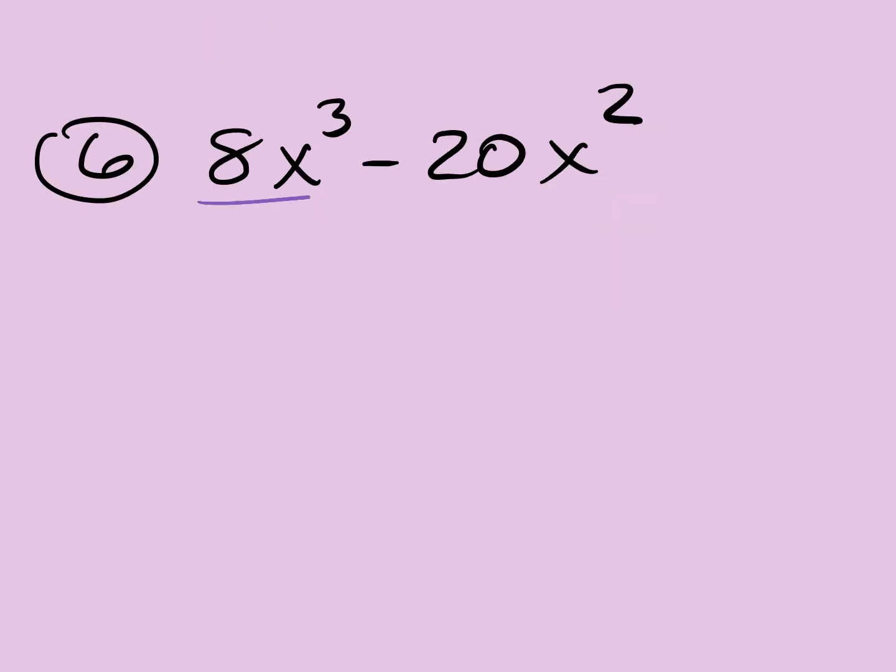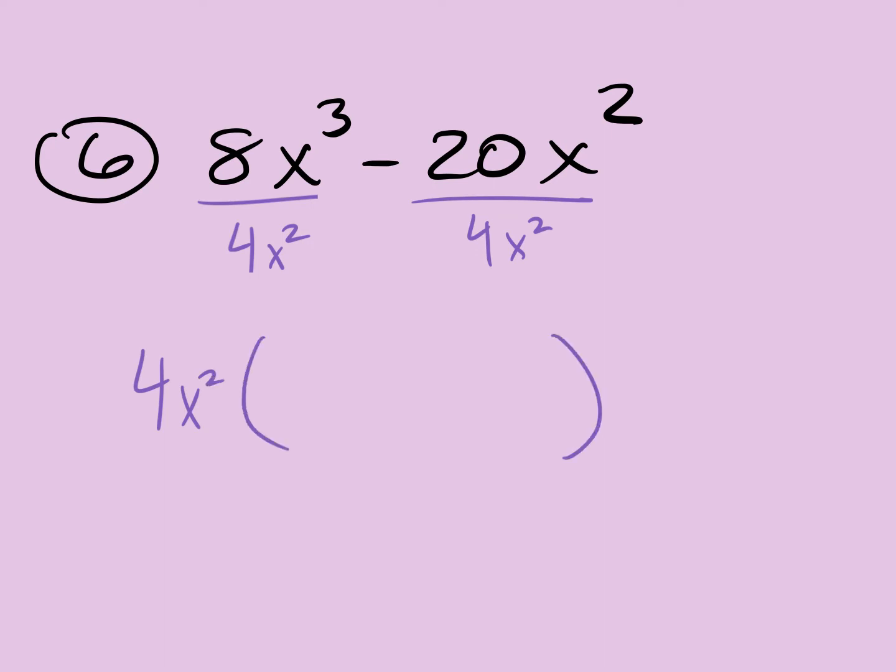What do I have in common between 8x cubed and negative 20x squared? 4. So I can divide both of them by 4. And then how many x's do I have in common? 2. So I'm going to take out a 4x squared. That gets written on the outside. And then I divide to see what's left on the inside.